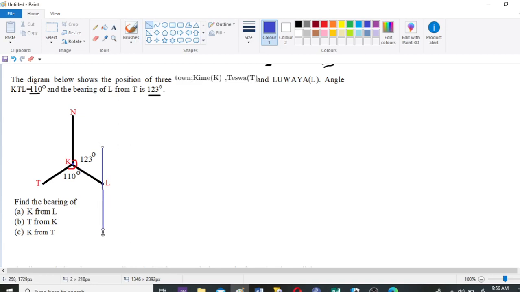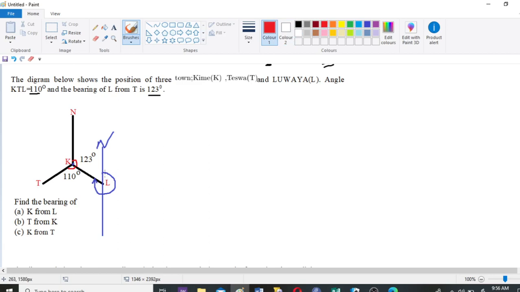Extending it that way, this is our north line. Upon drawing our north line, now we can identify the bearing. We have 123 there. The bearing is K from L. So from L here, we will draw the bearing until we hit the line stretching from L to K, which is this one here. So this is the bearing that we want.